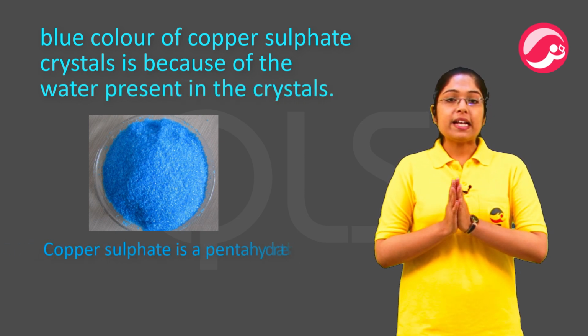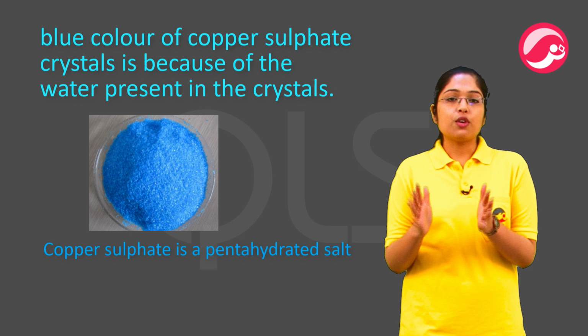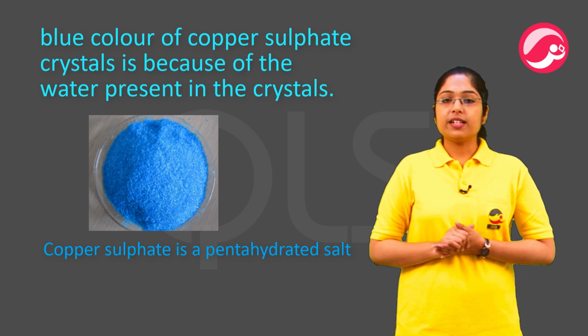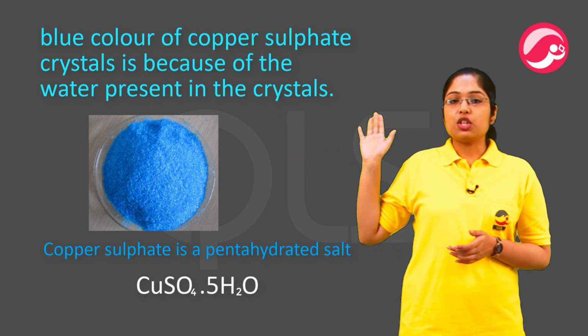Copper sulfate is a pentahydrated salt. Each molecule of copper sulfate remains attached to 5 molecules of water. So it is represented as CuSO4·5H2O.